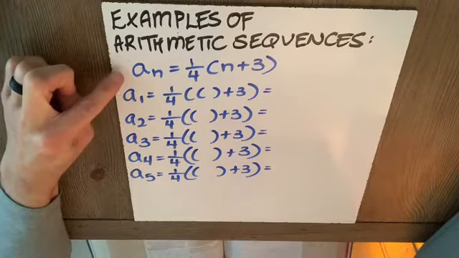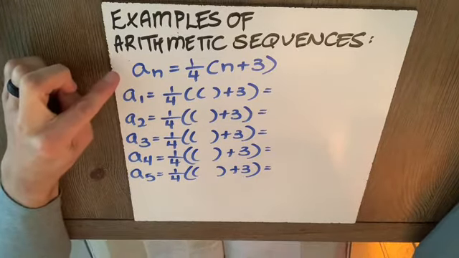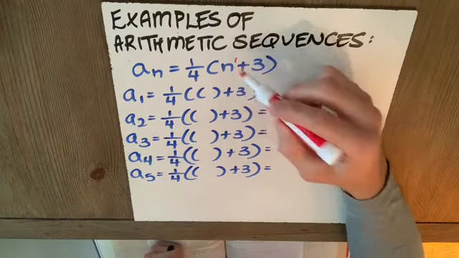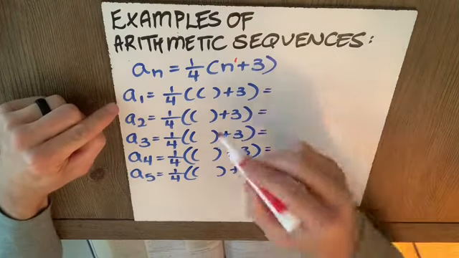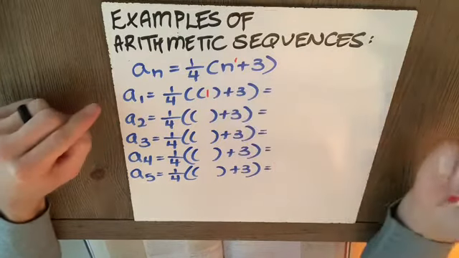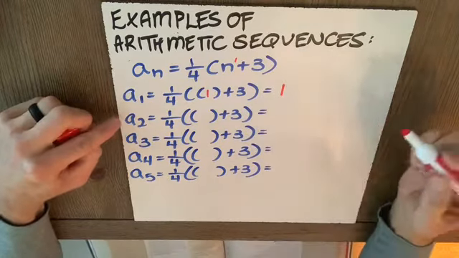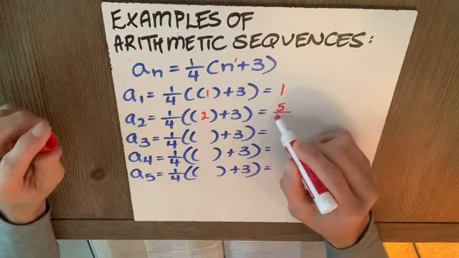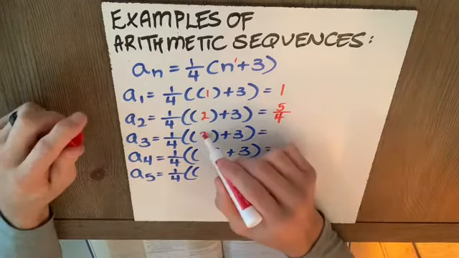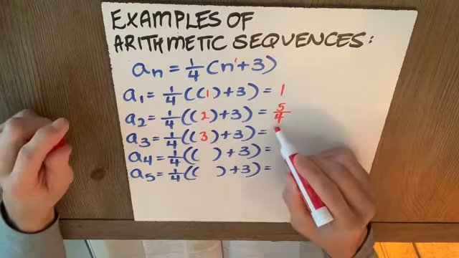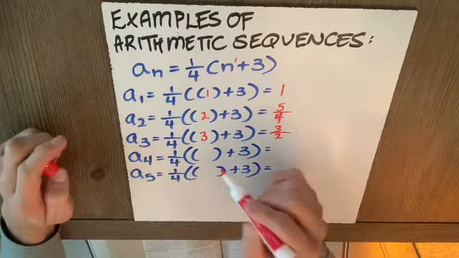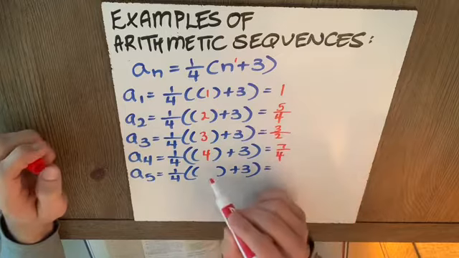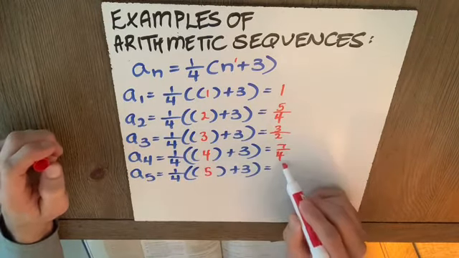If our general term of an explicit formula is 1/4 times n plus 3, I know immediately it's arithmetic because this is linear. So when I plug in my numbers, I'll put in 1 here. 3 plus 1 is 4, times 1/4 is 1. If I put a 2 here, I get 3 plus 2 is 5 times 1/4 is 5/4. If I put a 3 here, I get 6/4, which simplifies to 3/2. If I put a 4 here, I get 7/4. And if I put a 5 here, I get 8/4.